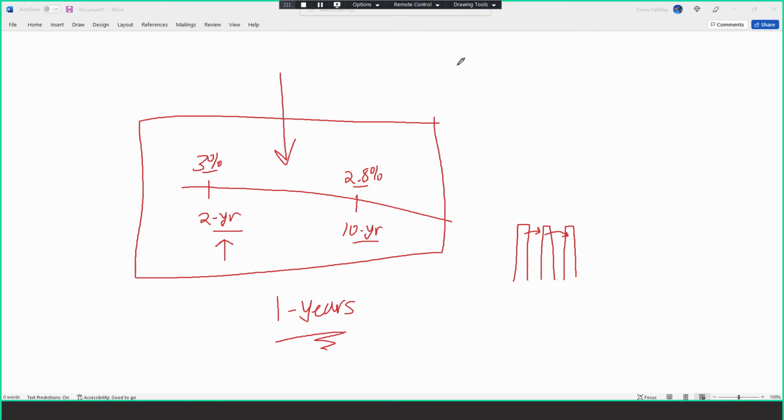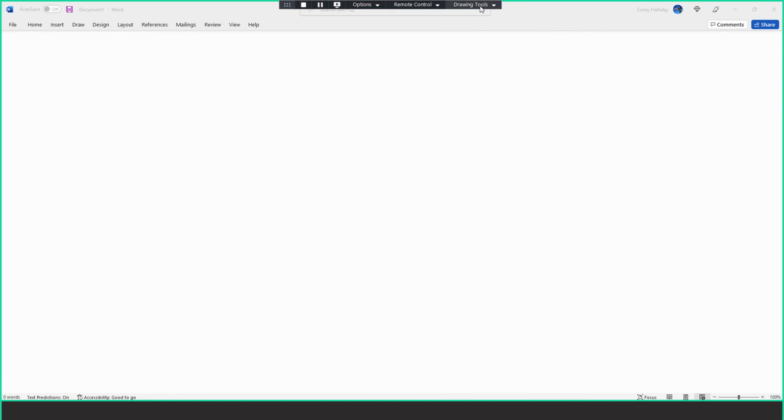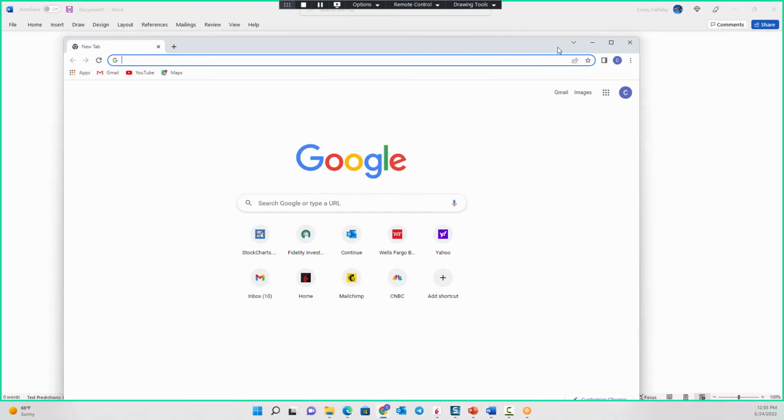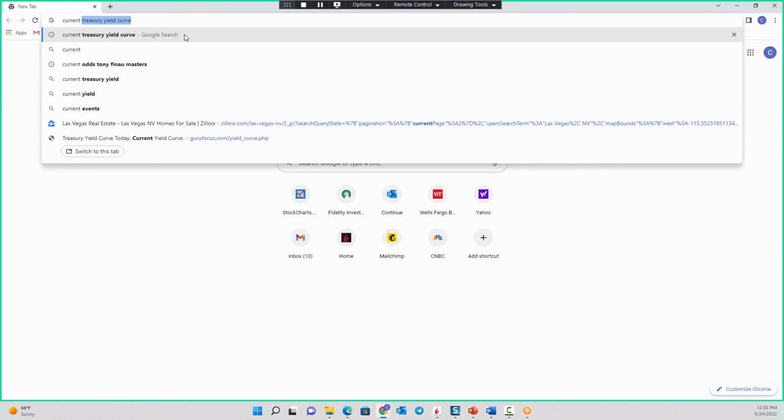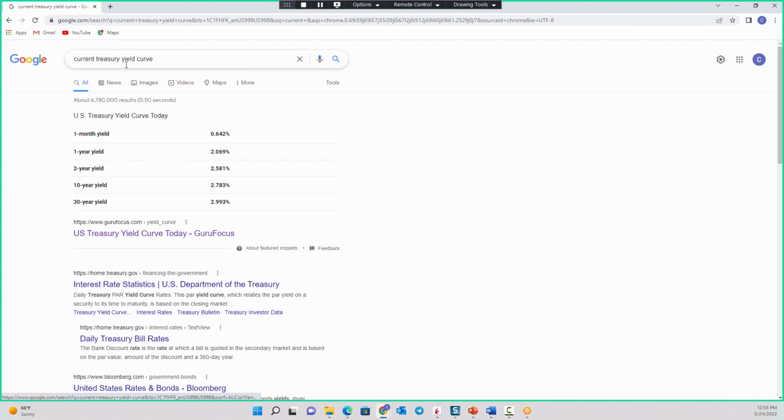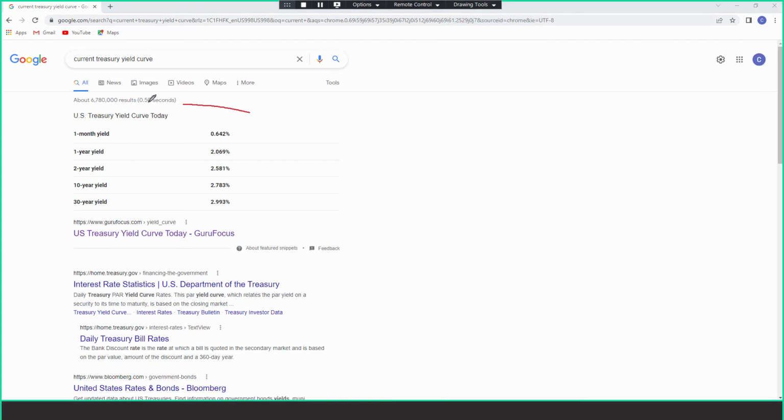So we just had an inverted yield curve that happened a month and a half ago or so. Again, it's a leading indicator that suggests that maybe a recession is coming. So in order to look at it, let me just pull this up. We'll just go to Google and you could say current Treasury yield curve. I'll just do a Google search, okay? And you can see right there, just front page of Google, what the current yields are.